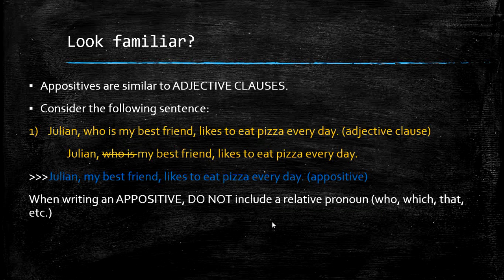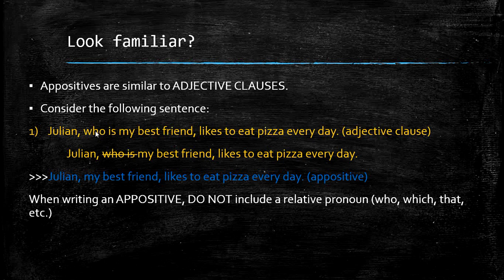So do you notice something familiar about the appositives? They look a little bit like adjective clauses, right? So let's backtrack a little bit and talk about adjective clauses. Julian, who is my best friend, likes to eat pizza every day. This is an adjective clause, right? We have a relative pronoun.